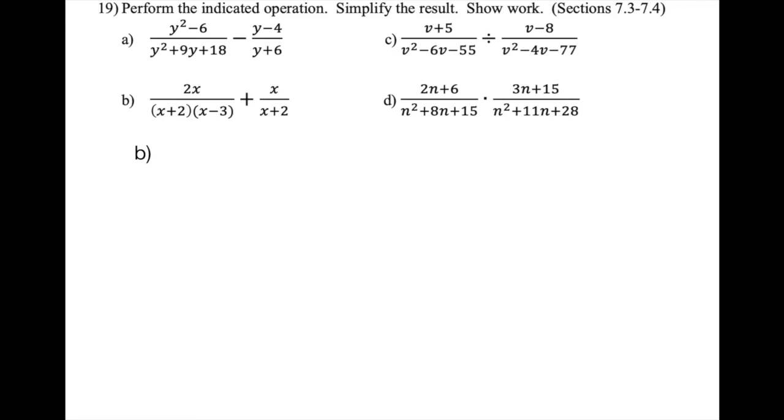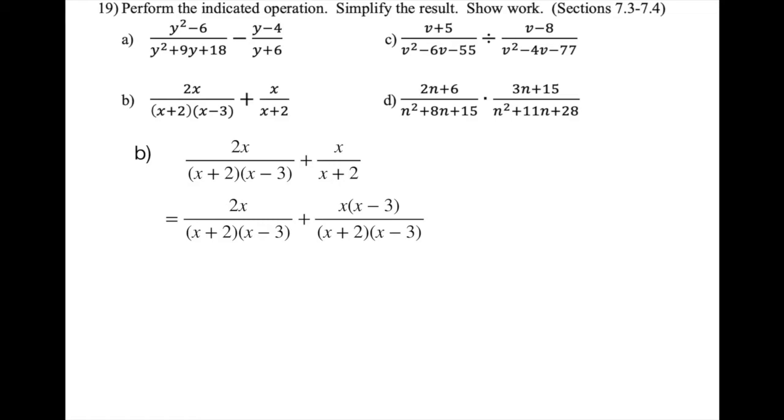Part B, it's addition of rational functions. Again, we need to find a common denominator. This one is easier because the denominator has already been factorized. So we can immediately see for the second term here, the missing factor is x minus 3. So we'll multiply x minus 3 both up and down here. Then we know that the denominator for the first term and the second term are the same.